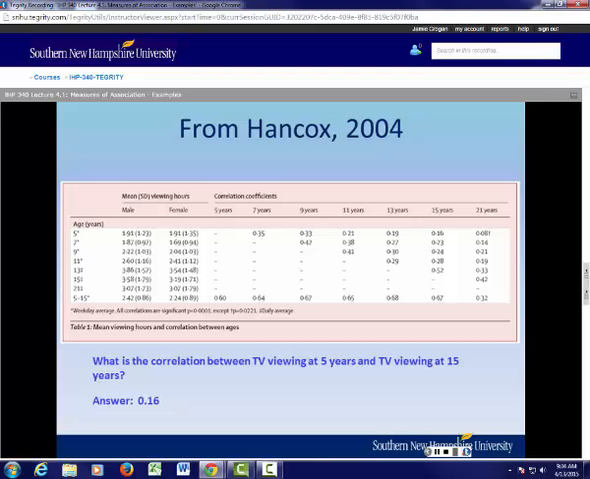The answer is 0.16, and here's how I found it. Sorry about that. The correlation between TV viewing at 5 years and TV viewing at 15 years is, you find the row for 5 and the column for 15, and that is the correlation 0.16, which is sitting right in that area. So the column for 15, the row for 5, that r is 0.16. So that's the answer.